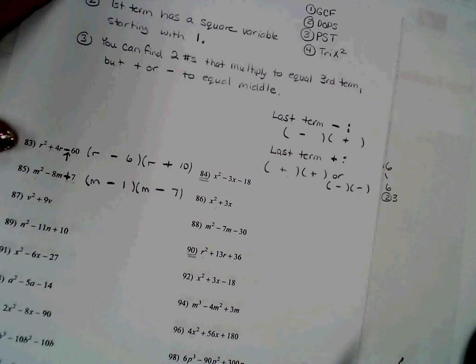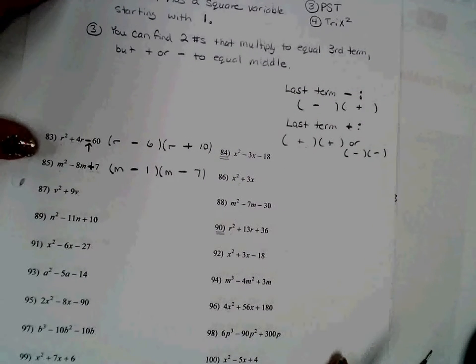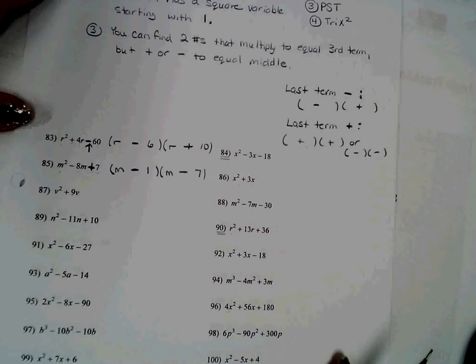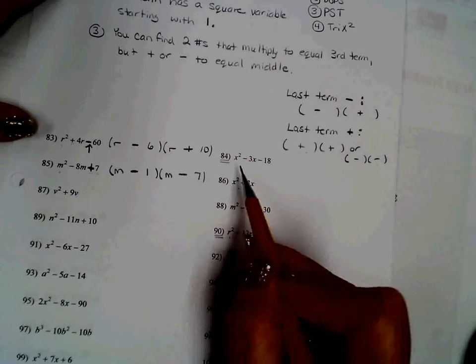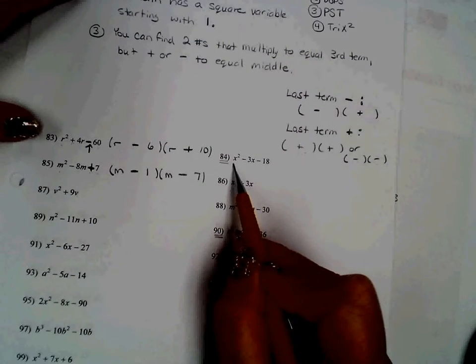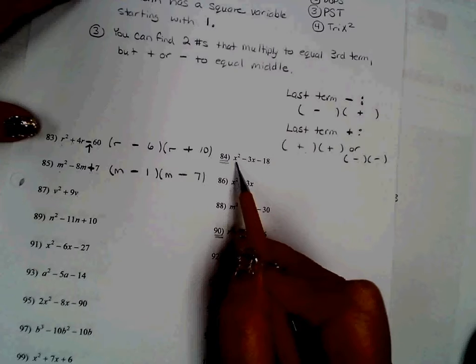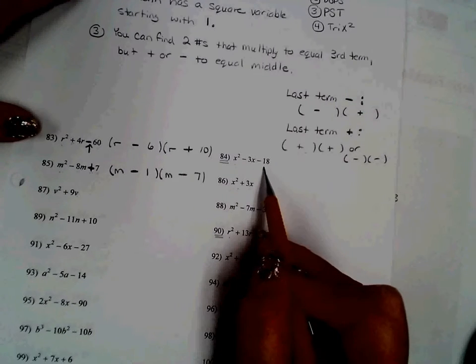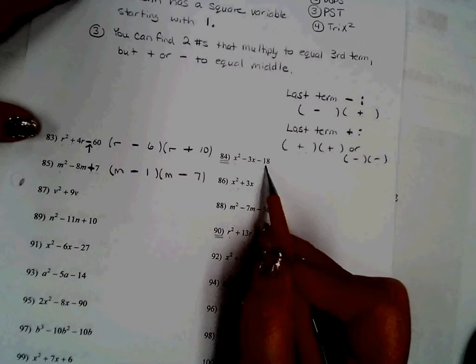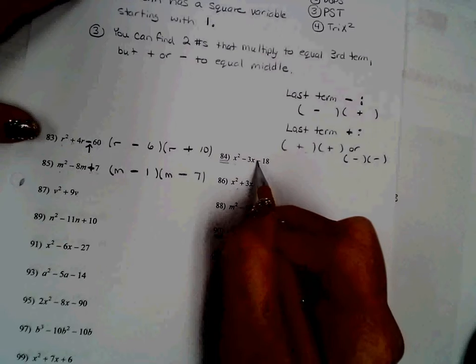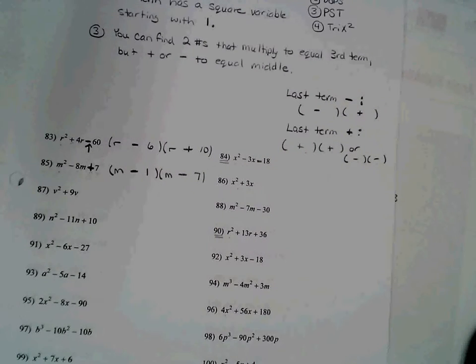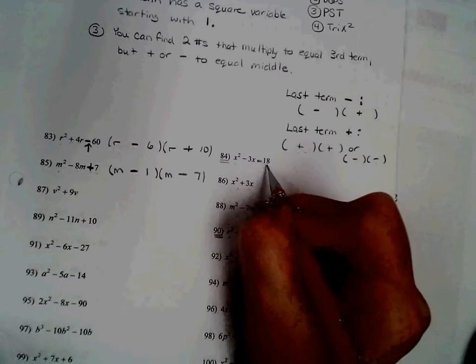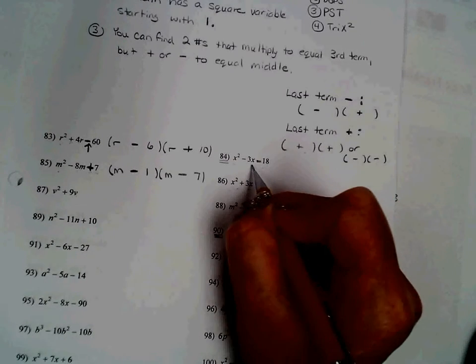Okay, I asked you in the last video to try 84 and 90. 84 is a trinomial. The first term starts with a square. For the last one, I need two numbers that multiply to give me 18, but subtract to give me 3. Can you think of two numbers that multiply to give me 18, but subtract to give me 3? They would be 6 and 3.